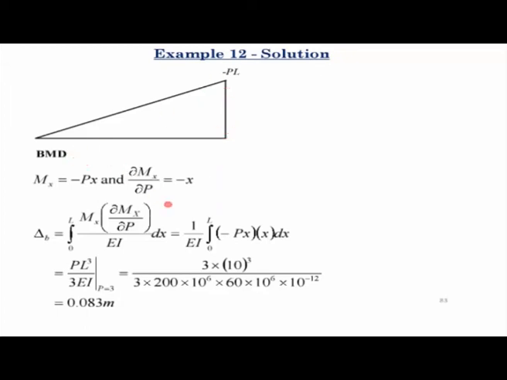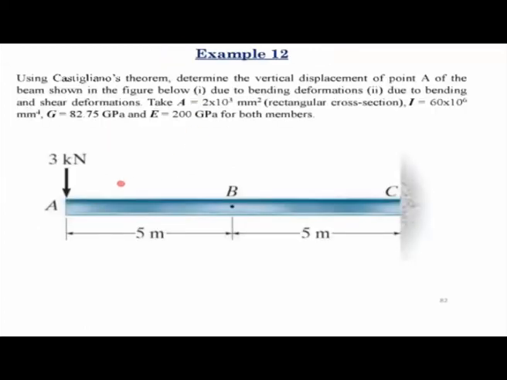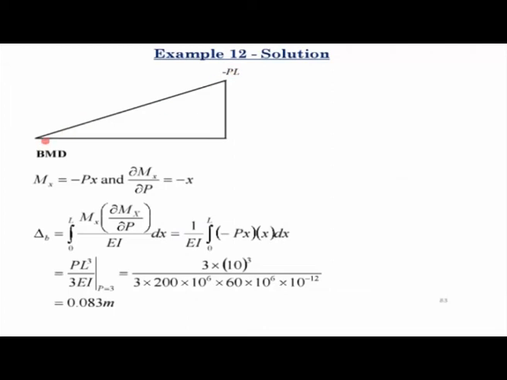So now here what is happening is, since we are told to calculate the deformation under the externally applied load itself, we are replacing this load by a load which is P. And the bending moment diagram of the beam is minus PL, and the moment at any section is minus PX. If you take the first partial derivative of the moment with respect to P, it is minus X.